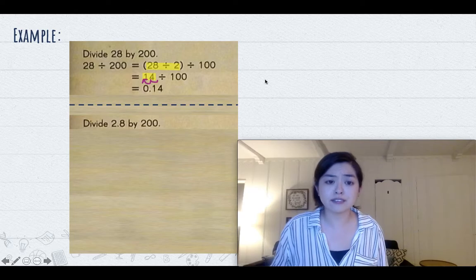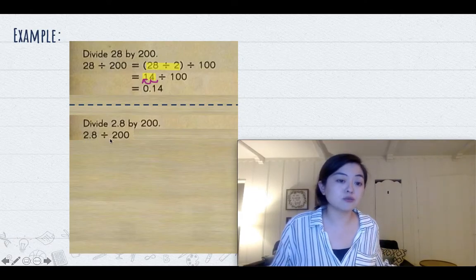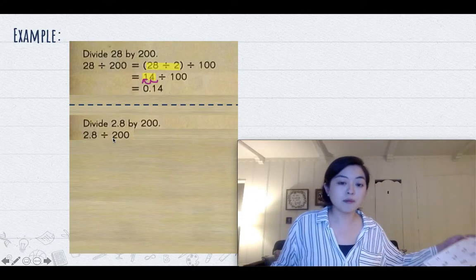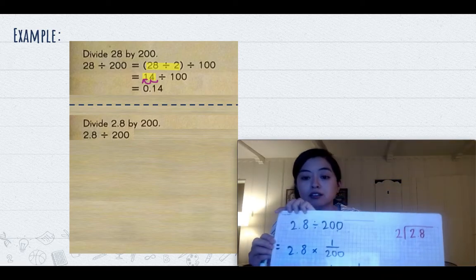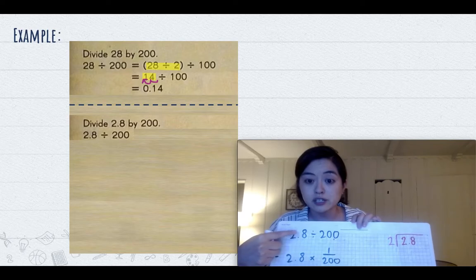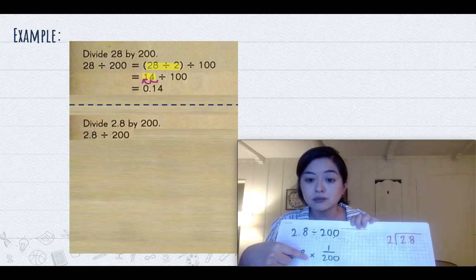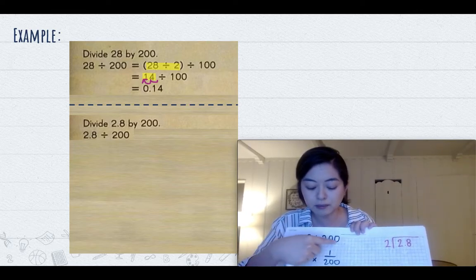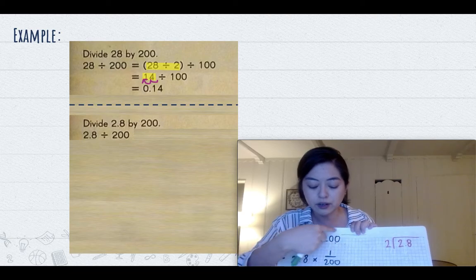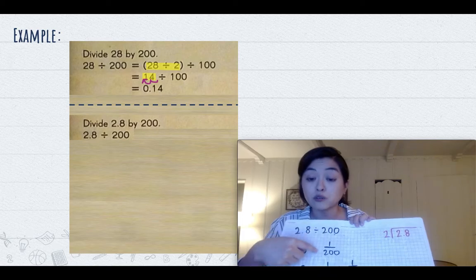Let's look at another example. 2.8, divide 2.8 by 200. So my division sentence is here, 2.8 divided by 200. But I want to change my division into a multiplication. So the way that I do that is I keep the first number, 2.8, I change the operation from division to multiplication, then I multiply by the reciprocal over here. My divisor changes into the reciprocal, which is 1 over 200.